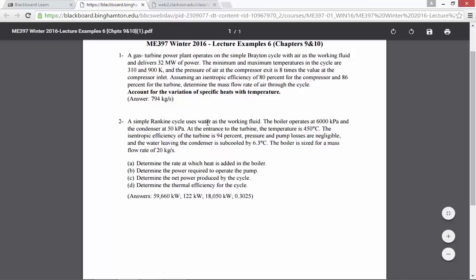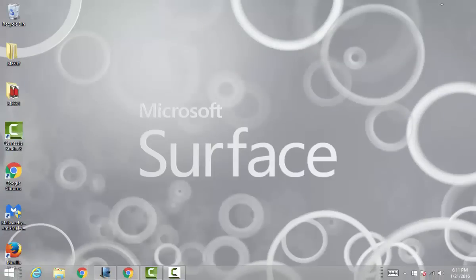A simple Rankine cycle uses... I'm going to read that for you later. So let's go to the notebook.